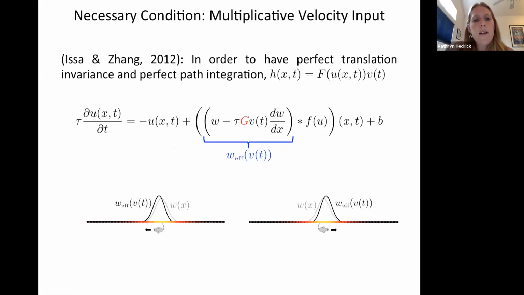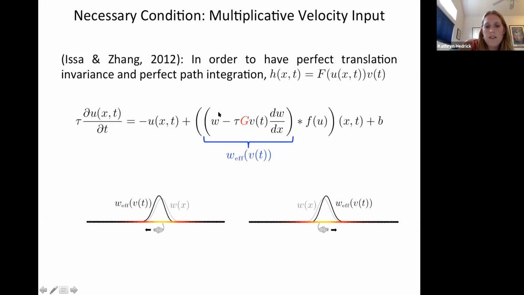There's a nice mathematical paper from back in 2012 that showed that in order to have perfect translation invariance and perfect path integration, the self-motion input should be multiplicative in nature. In other words, it should have this form where the velocity is multiplied by some function of the state. For our system, the model would look something like this. Notice here that G, this gain, is an independent parameter in the model. It does not depend on the other parameters, such as your weight tuning curve.